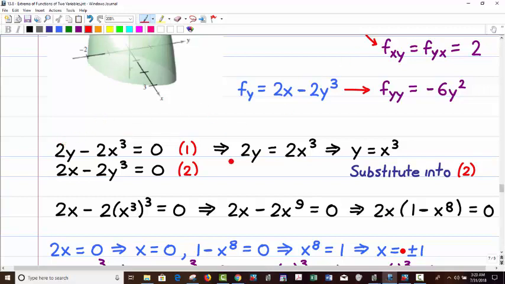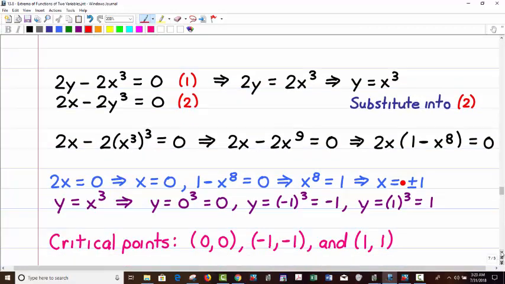I took the top equation and solved for y in terms of x. So you move this over, you have 2y equals 2x cubed. Therefore, y equals x cubed. And then I'm substituting that into the bottom equation, number 2. So I have 2x minus 2 times x cubed cubed, which is going to be x to the 9th, because when you raise an exponent to an exponent, you multiply the exponents.